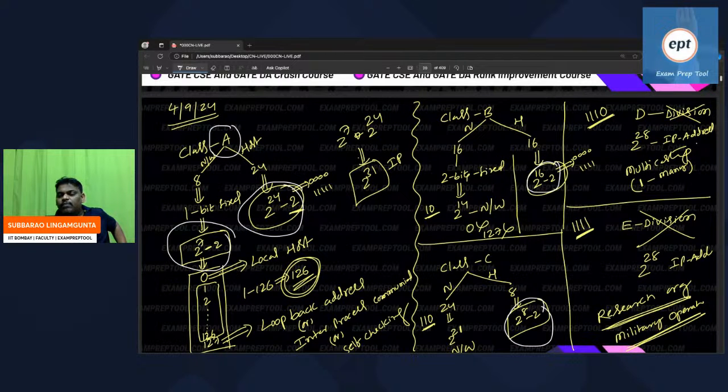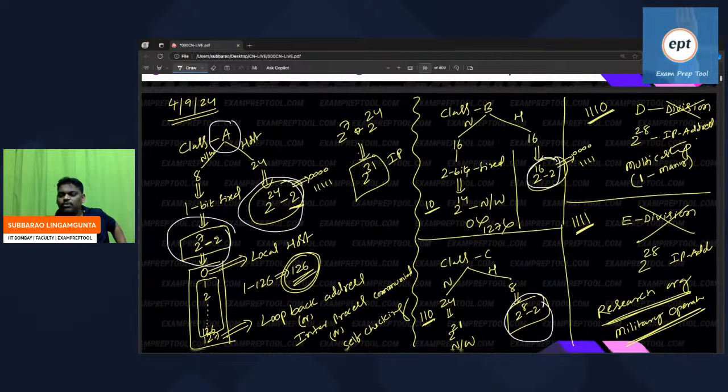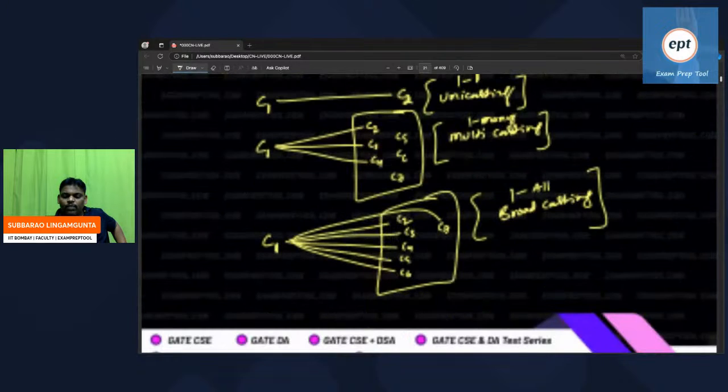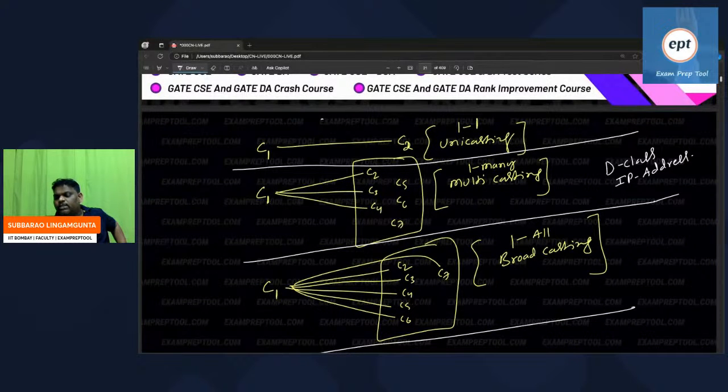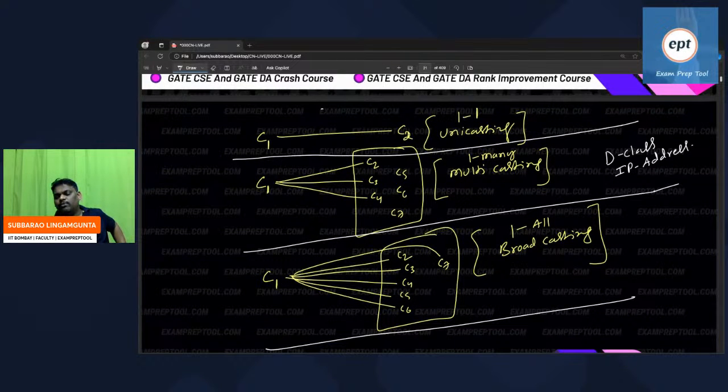Class A, B, C are for unicasting and broadcasting also. See this row: D class is only for multicasting. D is for multicasting. So the remaining, A, B, C, are for unicasting also, broadcasting also. Right, perfect.